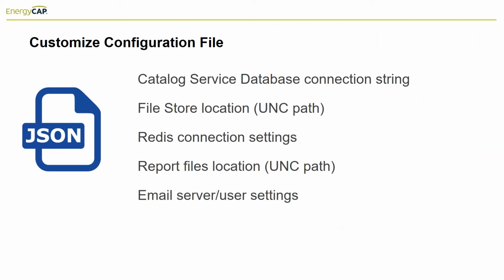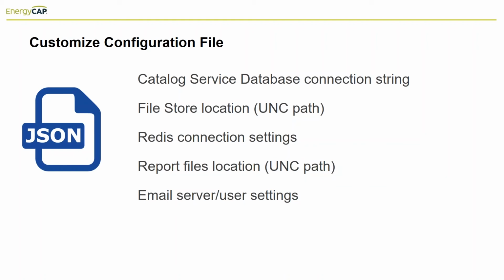You will specify the catalog service database connection string. So this is what will tie EnergyCAP version 7 to that lookup, that set of lookup tables that allows it to know where to find the particular database that the user is requesting. You'll provide the file store location as a UNC path.